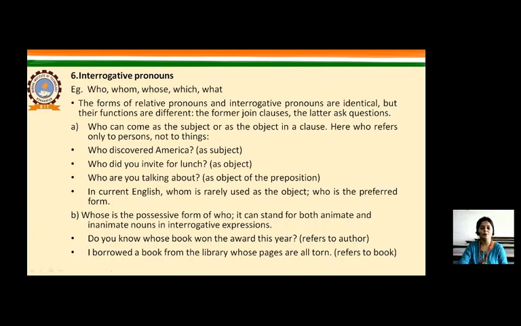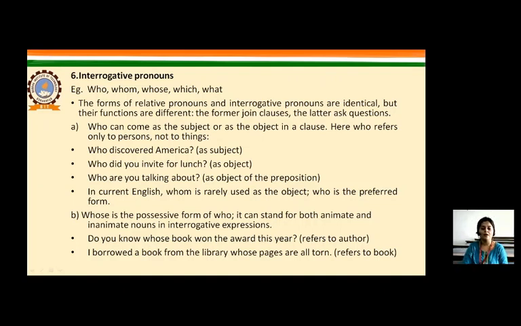If you are asking about the owner or the possession, who has the possession, then you will use the word whose. It can stand for both animate and inanimate nouns in interrogative expressions. So we will see how it can stand for both of them. Like, do you know whose book won the award this year? So whose book? You are asking who wrote the book that won the award. So it refers to the author basically, right?